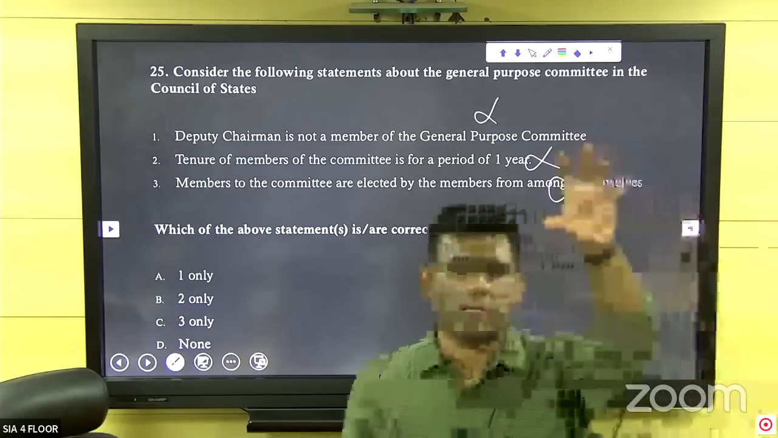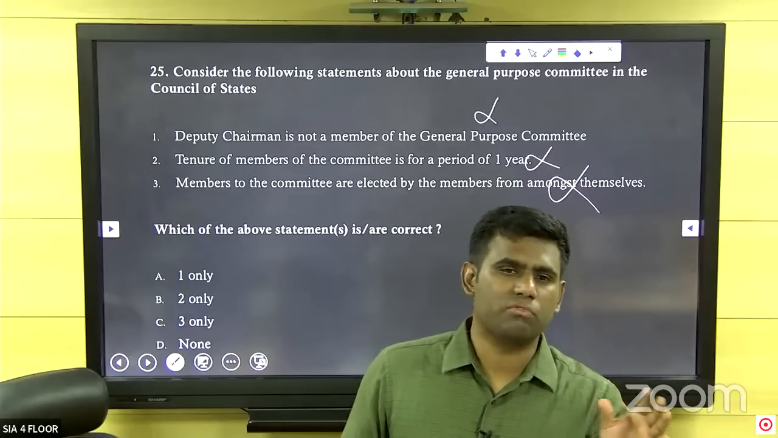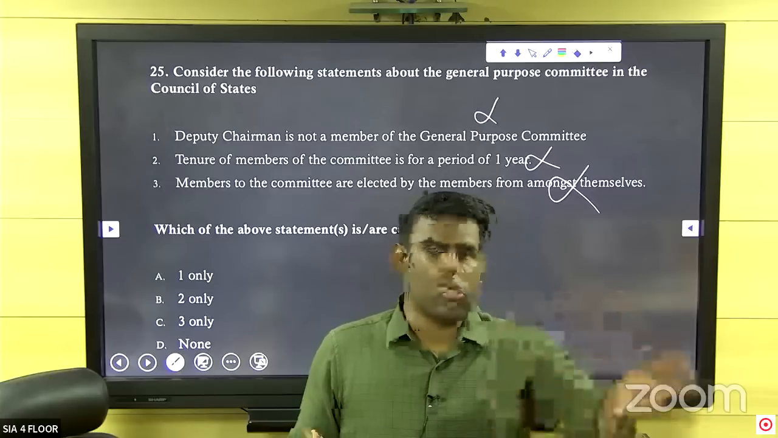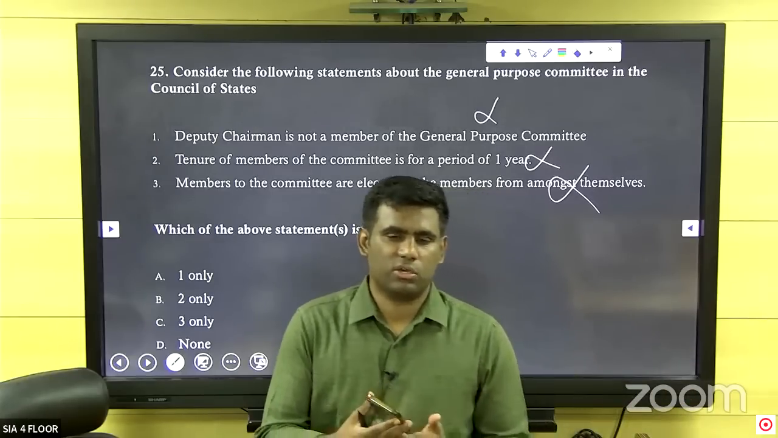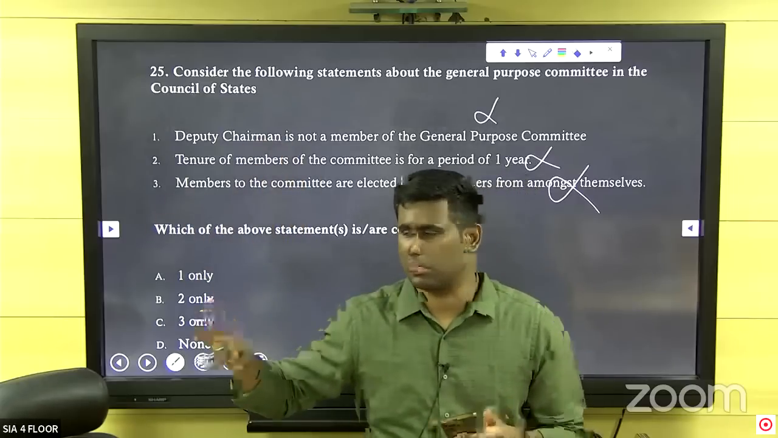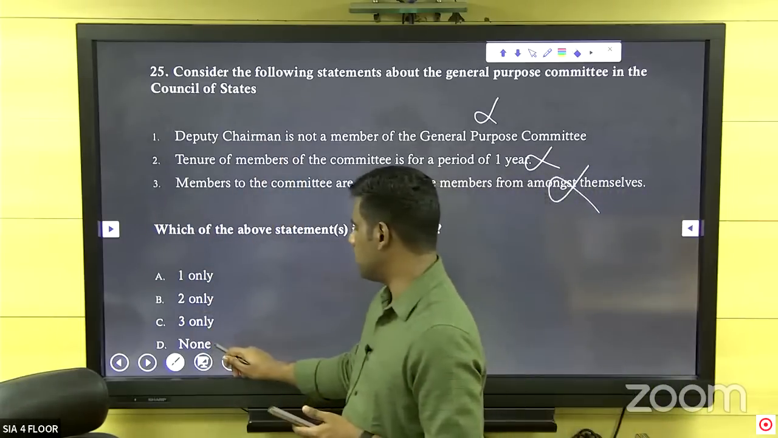Whereas the Rules Committee and the Business Advisory Committee of Rajya Sabha will have fixed membership, 15 members, 10 members. For the General Purpose Committee, whatever political parties are there, all their leaders are members of the committee. Every function that is not performed by other committees will be taken up by this General Purpose Committee. So all three statements are incorrect. D is the right answer.